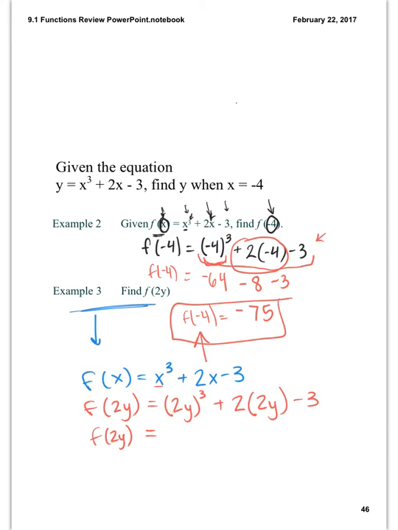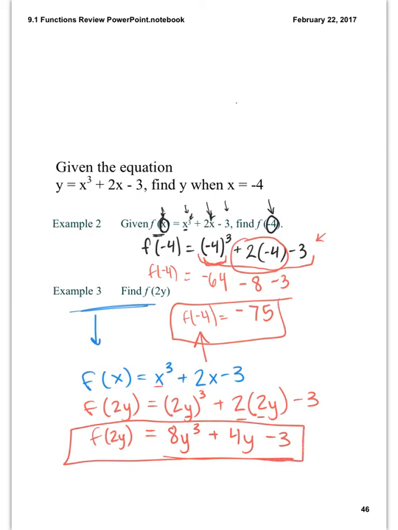I've got 2 to the 3rd, which is 2 times 2 times 2, so that's 8. And then y to the 3rd, plus 2 times 2 is 4y, and then minus 3. Do I have any like terms that I can combine? I have a y to the 3rd, a y, and a negative 3, so nope, that would be my final answer. I can't simplify any further. Again, this notation says, hey, I took the function f, I plugged in 2y, and this is what I got.